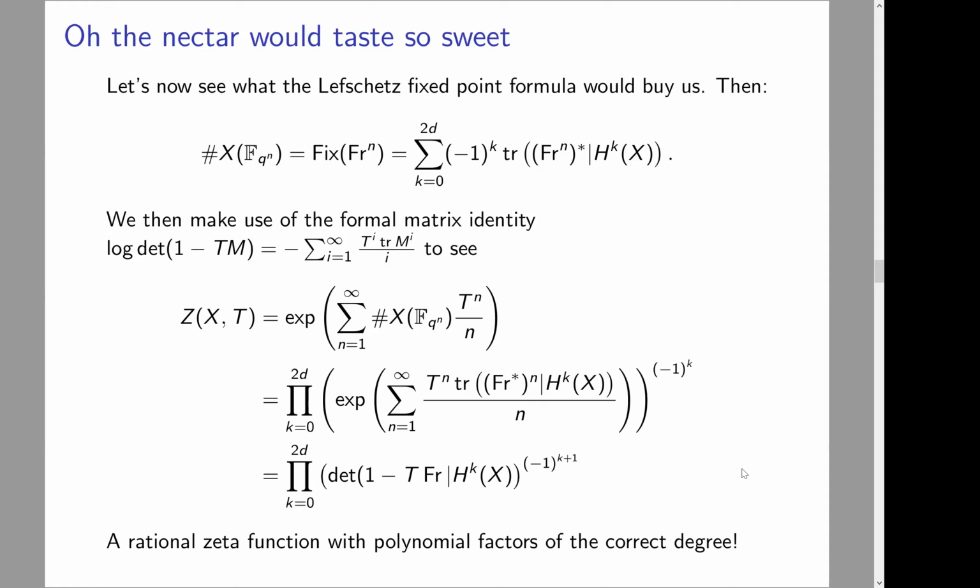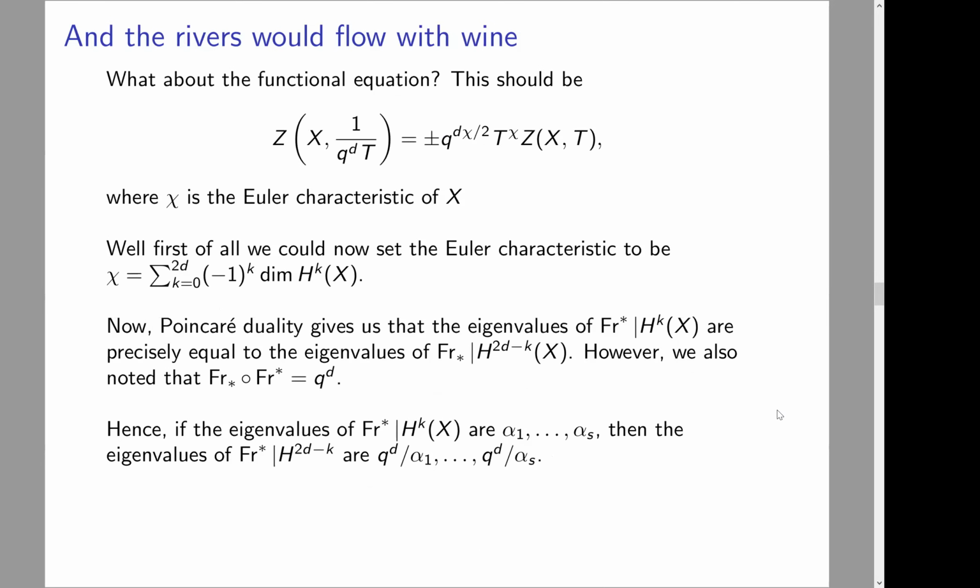So the rationality of the zeta function and the relationship with the Betti numbers is just a formal consequence of having some cohomology theory with a Lefschetz fixed point formula. More is true. It keeps going. One might want to know about the functional equation as well. That was another one of our key Weil conjectures. We expect something like this to be true.